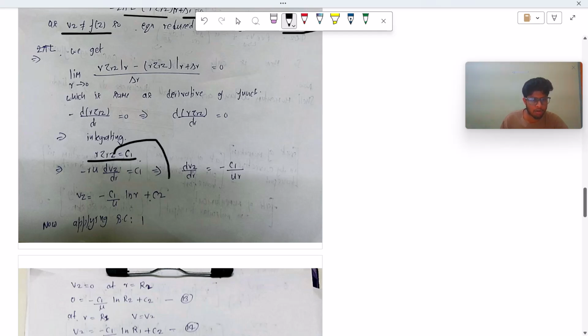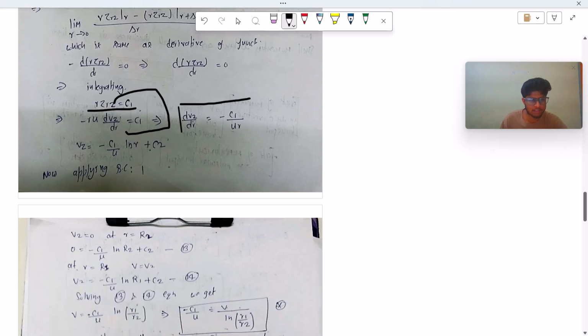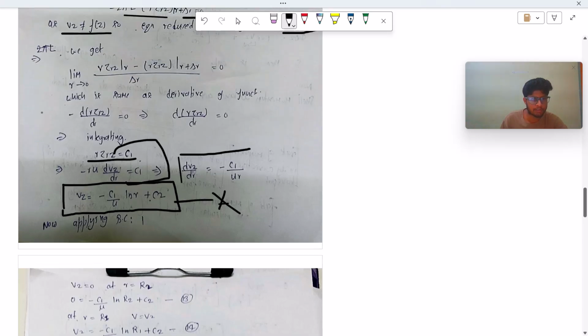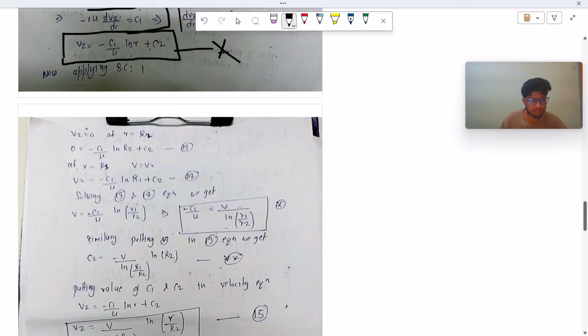And again putting the value of tau rz, which is minus mu dvz by dr, we get minus r mu dvz by dr equal to c1. Integrating again, we get dvz by dr equal to minus c1 by mu r. Integrating this, we get vz equal to minus c1 by mu ln r plus c2. This is the equation we get after integrating two times.